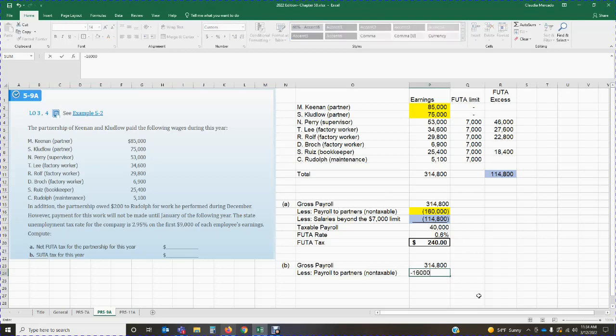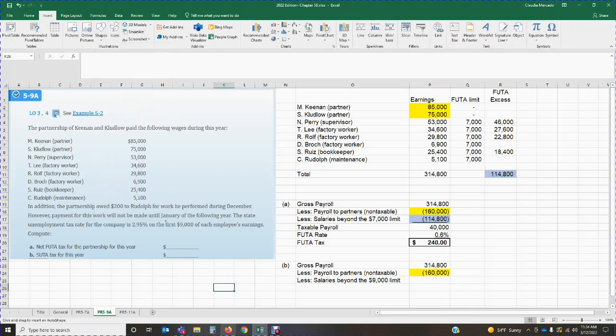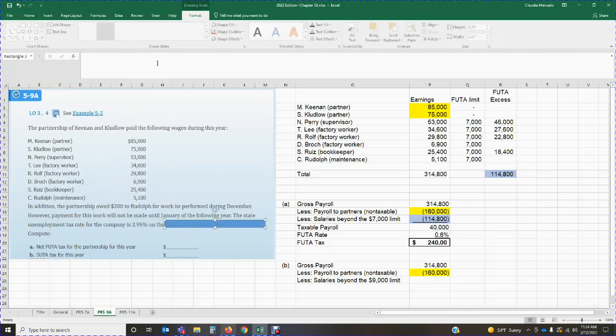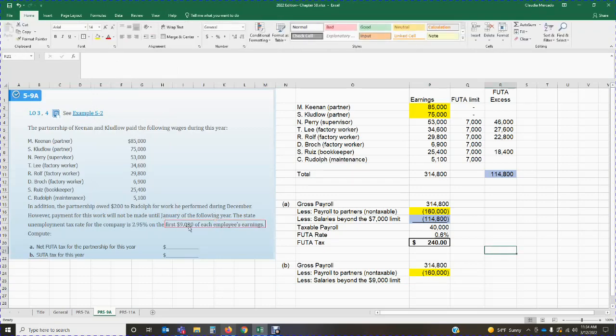I'm going to deduct that. I'm going to highlight it in yellow, that way you know that this 160 is coming from those two numbers. Then I'm going to deduct salaries beyond the $9,000 limit. Remember, for SUTA, the limit that was provided to us in the problem is for the first 9,000 of each employee's earnings. So for SUTA, I am going to pay SUTA taxes on the first $9,000. So I'm going to put here my SUTA limit.